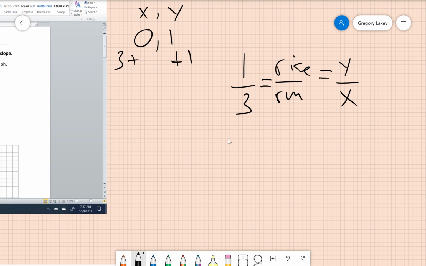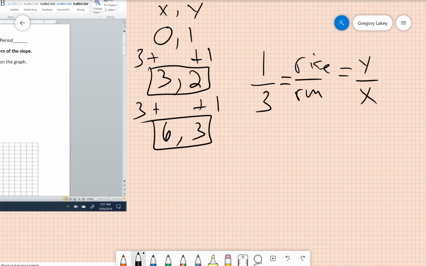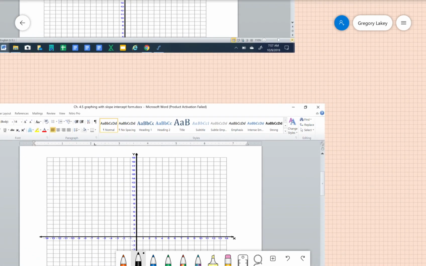So if I add 3, 0 plus 3 is 3, and 1 plus 1 is 2. So now I have my next ordered pair, and now we just keep following the same pattern. 2 plus 1 is going to be 3. 3 plus 3 is going to be 6. This is the pattern you're going to follow. So now do that 2 more times. Let's find our other 2 ordered pairs. So I know that we have 0, 1, 3, 2, 6, 3, 9, 4, and 12, 5. Am I right on that one? Can I get an okay? Yes? All right. So we have our ordered pairs.